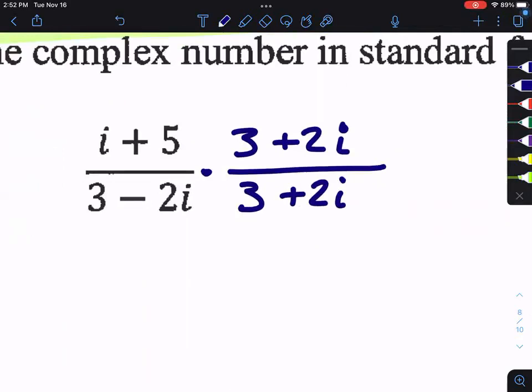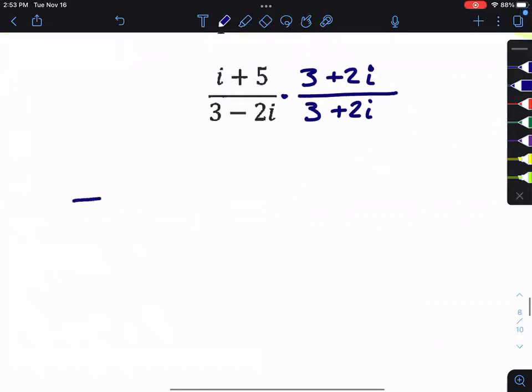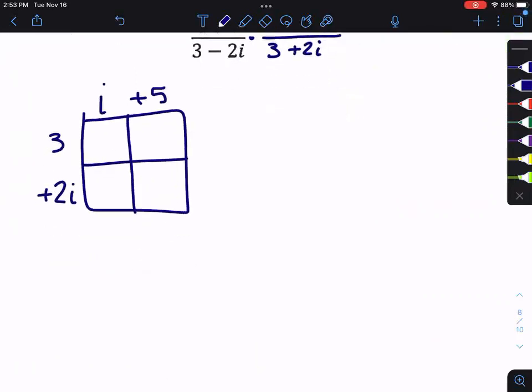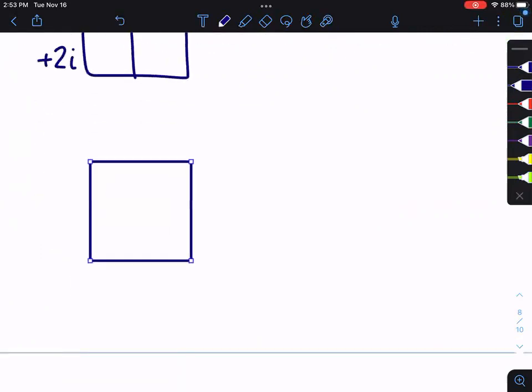So this actually creates 2 box problems. You're going to have a box problem for the numerator, and you're going to have a box problem for the denominator. So I'm going to create a box. I plus 5, 3 plus 2i. And I'm going to have another box for the denominator.